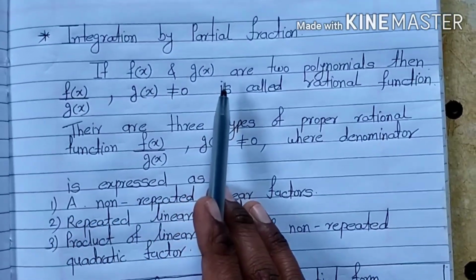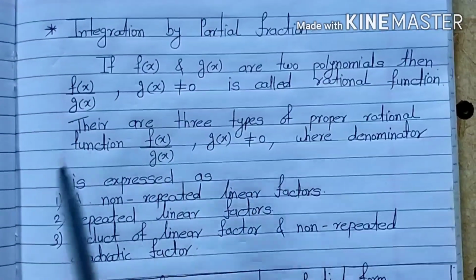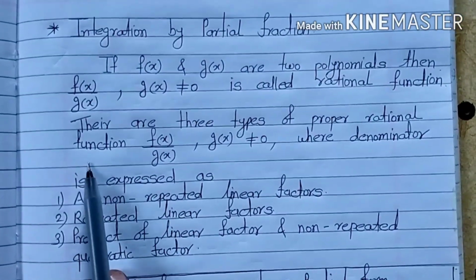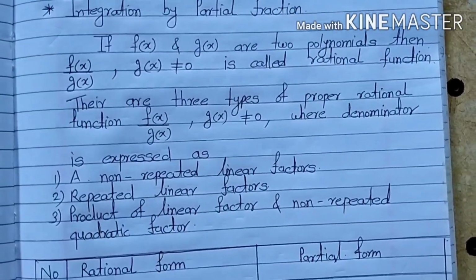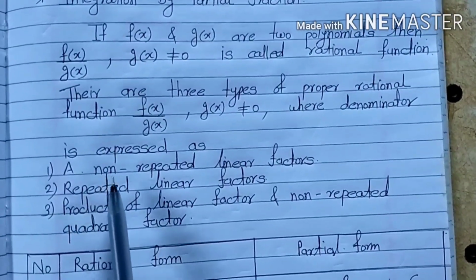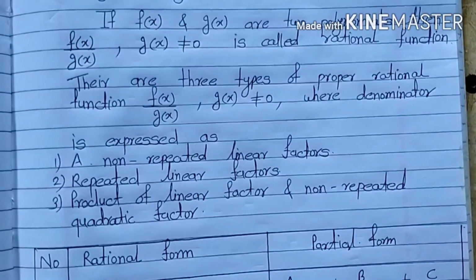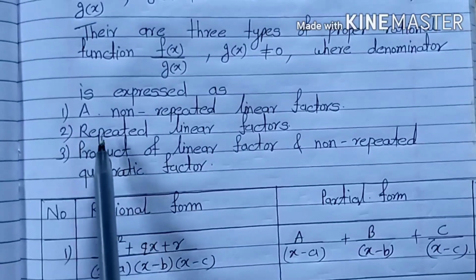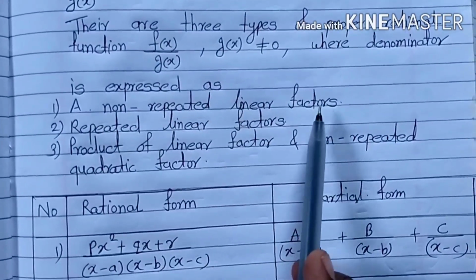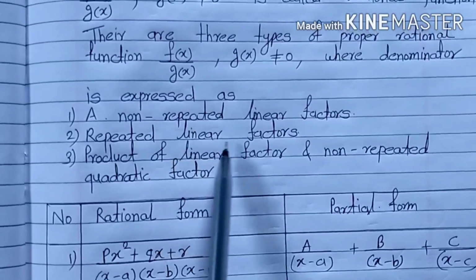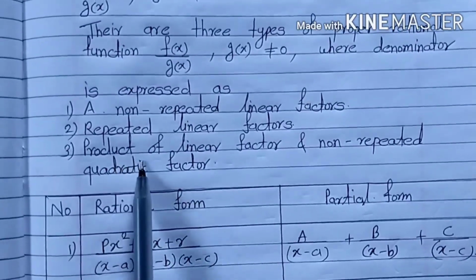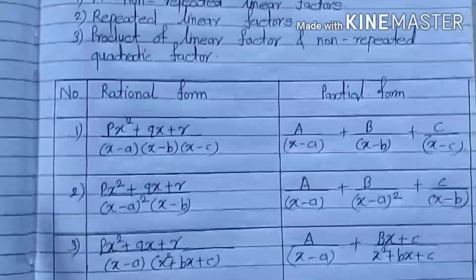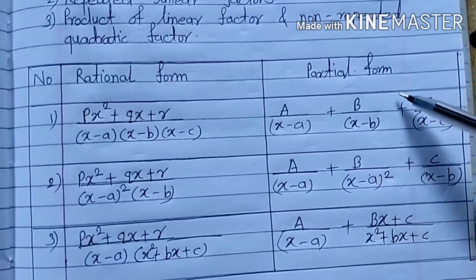Here, if f(x) and g(x) are two polynomials, then f(x) upon g(x) is called a proper rational function, and there are three types of this proper rational function, where the denominator is expressed like that. The first type is a non-repeated linear factor, the second type is a repeated linear factor, and the third type is a product of a linear factor and a non-repeated quadratic factor. So there are these three types.